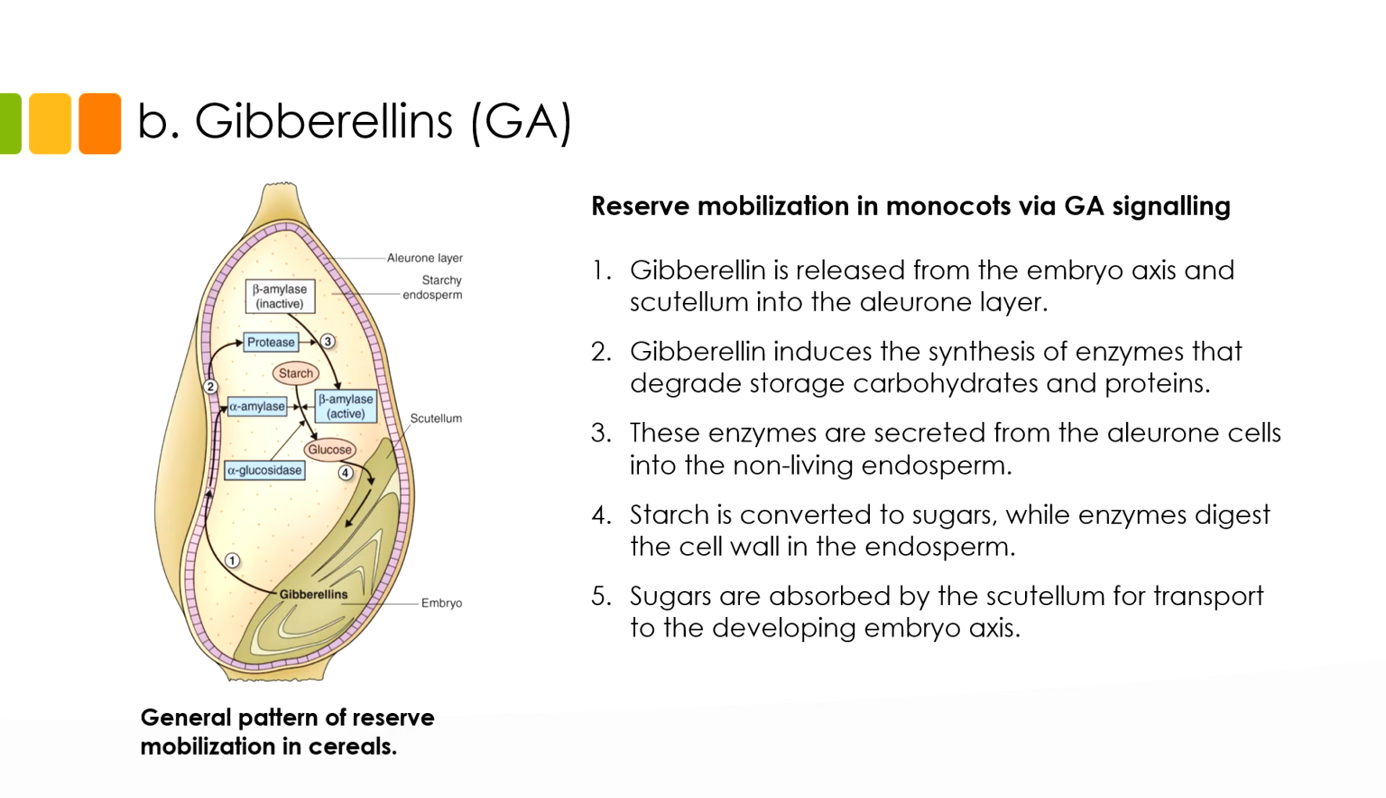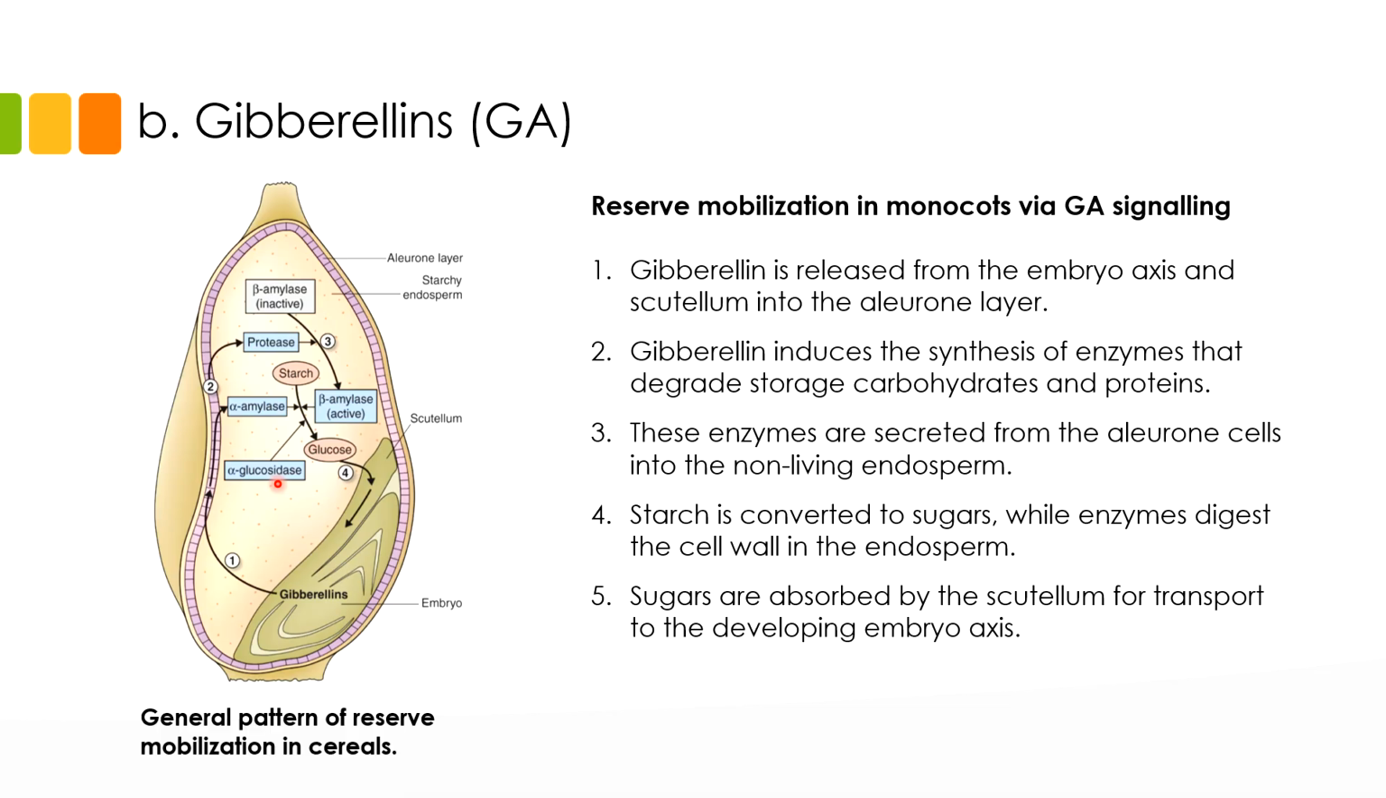This slide shows you how reserves are mobilized in monocots via GA signaling. During germination, GA is released from the embryo axis, as well as from the scutellum, into the aleurone layer. As you already know, the aleurone layer is capable of synthesizing enzymes that can degrade stored reserves in the seeds. GA induces the synthesis of these enzymes in the aleurone layer, which are then transported to the endosperm. These enzymes include proteases, amylases, and glucosidases.